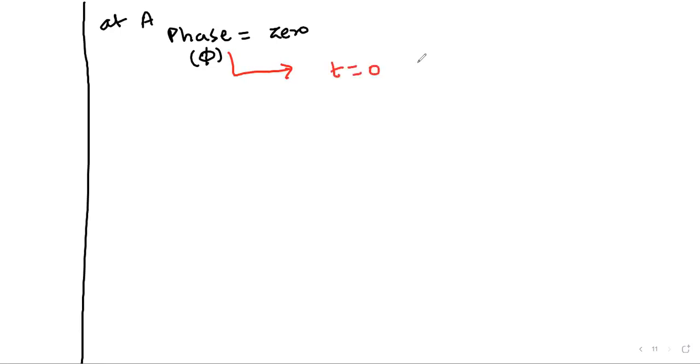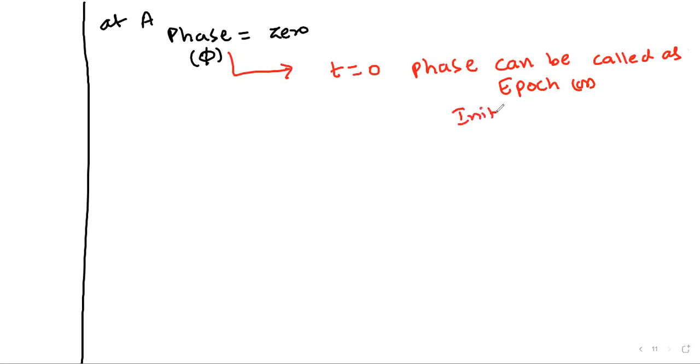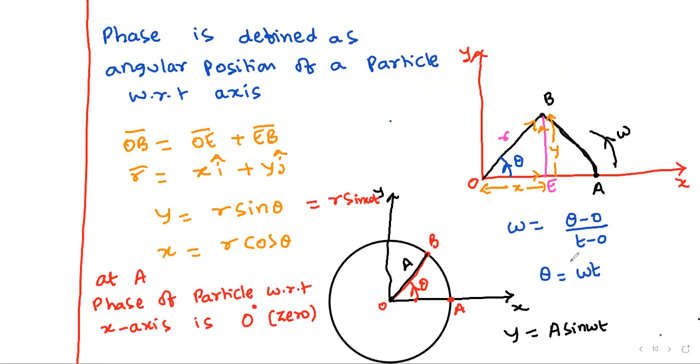So, at point A, phase is 0. Phase will be indicated with the letter phi. At time t equal to 0, this phase can be called the epoch, or we can say that it is the initial phase. Initial phase or epoch. At time t equal to 0, here the initial phase is 0.